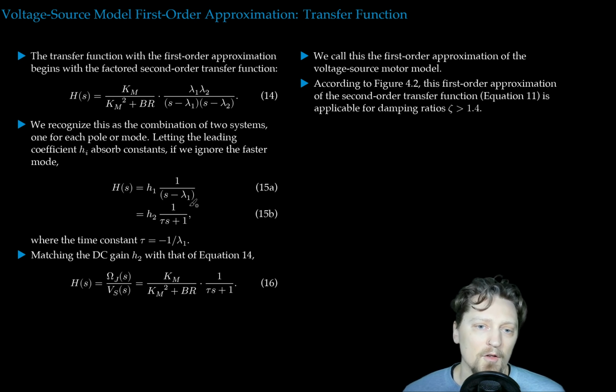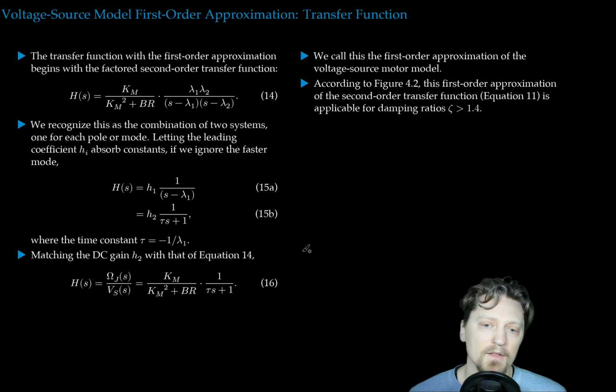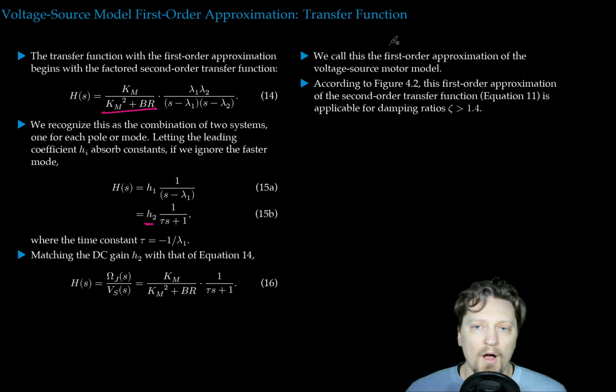If we divide the numerator and denominator here and factor out a factor of lambda 1 into h1, which gives us a new coefficient h2, we can write this as 1 over tau s plus 1, where the time constant tau is negative 1 over lambda 1, the dominant pole. Matching the DC gain, h2, with that of equation 14, our tau s plus 1 term has to multiply this coefficient. Okay, we essentially said this has to equal our h2. We call this the first order approximation of the voltage source motor model.